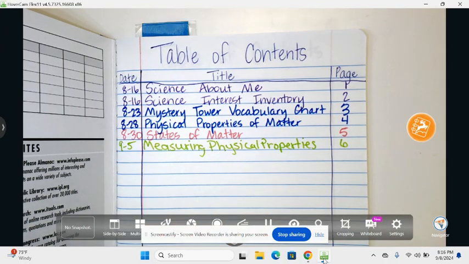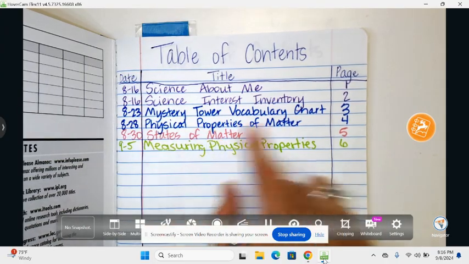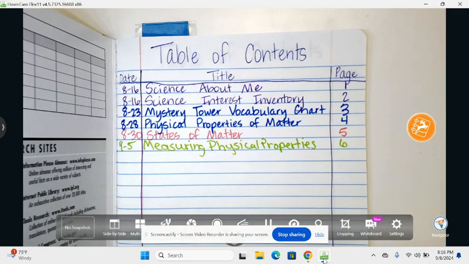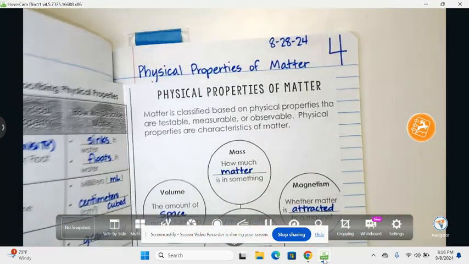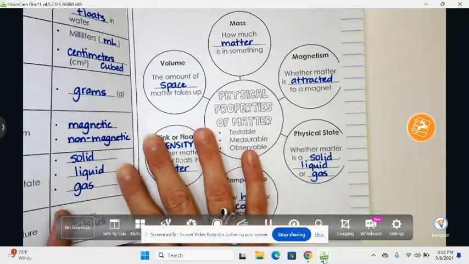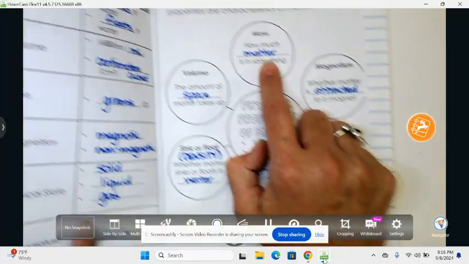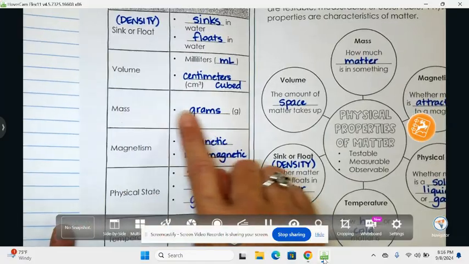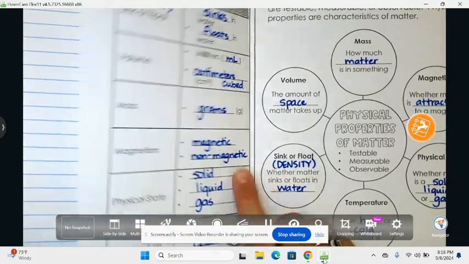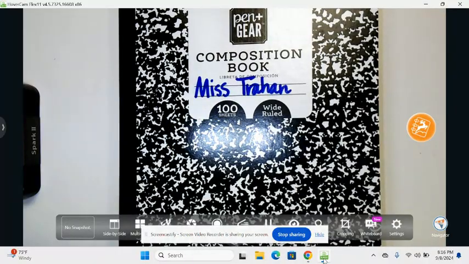Mass is a physical property of matter, so my kids would need to turn to the front and find that page where they've got it. And then you can come back here and look. It gives us some information about mass, like how much matter is in something. Over here it tells us that we measure it in grams. That should be a reminder of the things that we've been putting on the triple beam balance or the digital scale to measure.